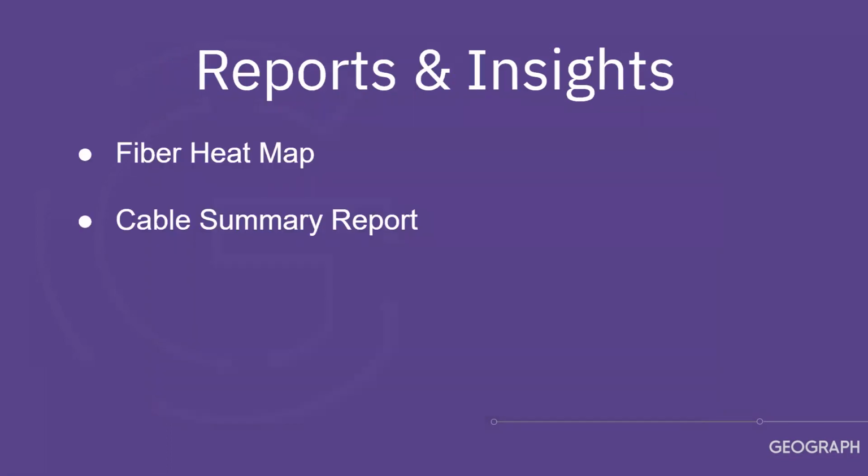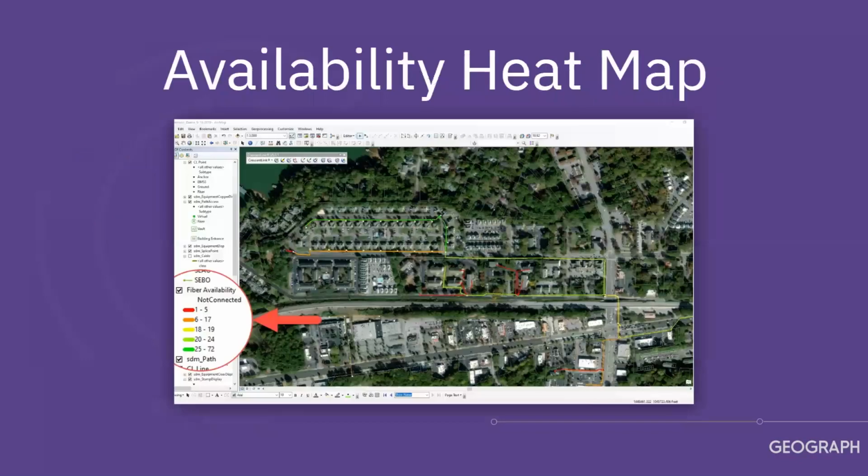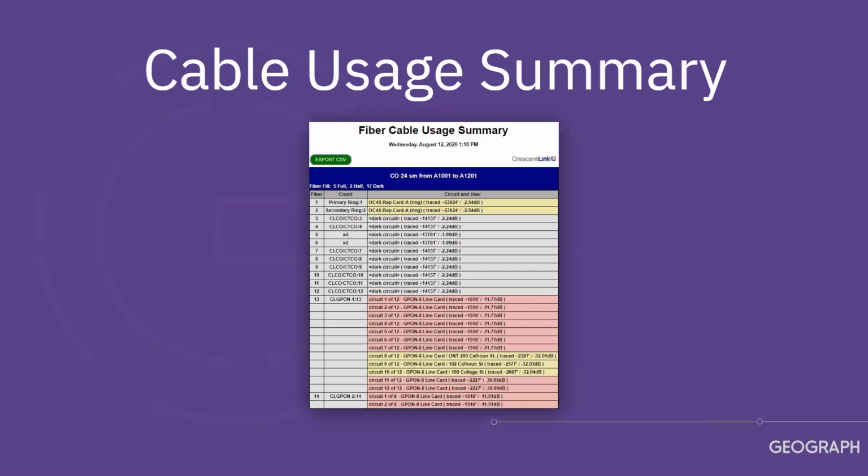All right, so once we have all of those things in place, it really only takes a few clicks to see the information that we're trying to get to. So we have our fiber availability heat map. And what this is going to do is give us a bird's eye view of our entire network so that we can very quickly and easily identify areas that might be becoming either over or underutilized. And then our cable usage summary, which helps us dive deeper and gather more information about a specific span of cable.